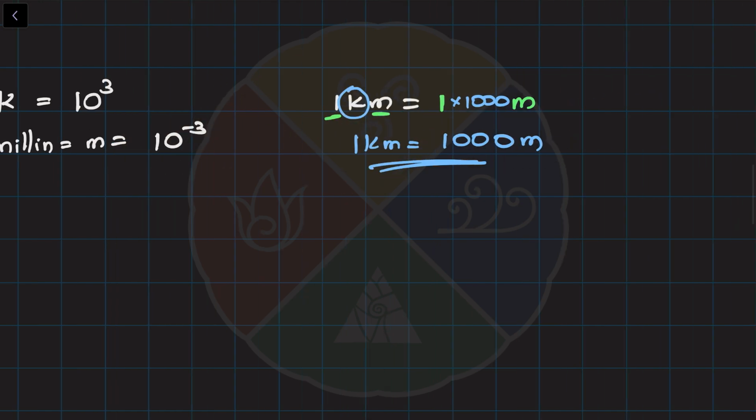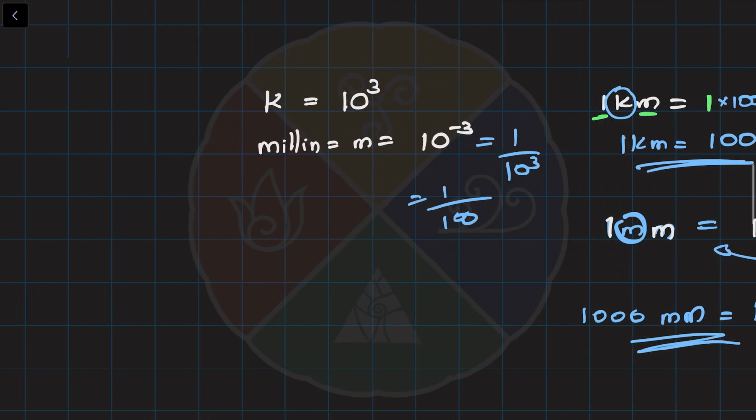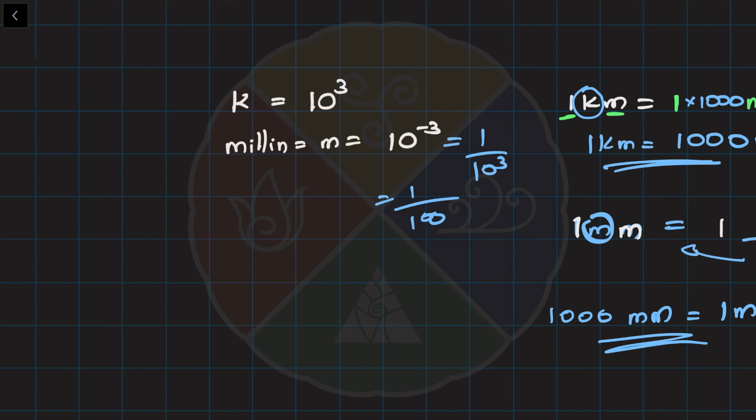Or on the contrary, 1 millimeter, if I want to break it, simply write this 1 and meter as it is. Milli basically means 1 by 1,000. See, 10 raised to -3 means 1 by 10 cube, and that is 1 by 1,000. So taking 1,000 to the other side, 1,000 millimeter is equal to 1 meter.